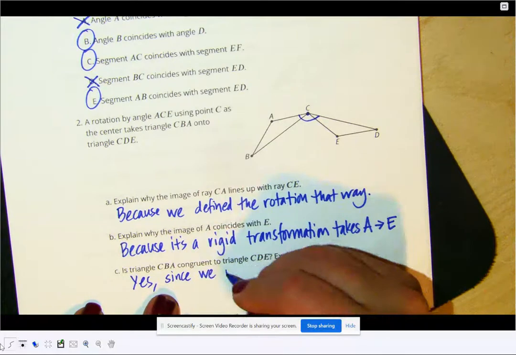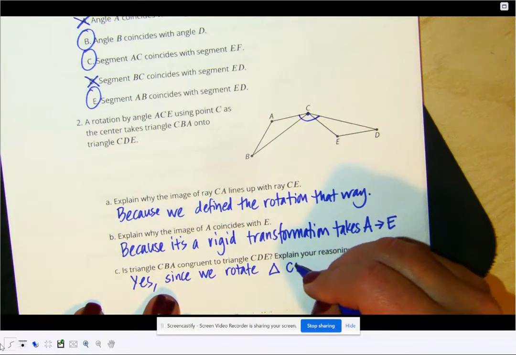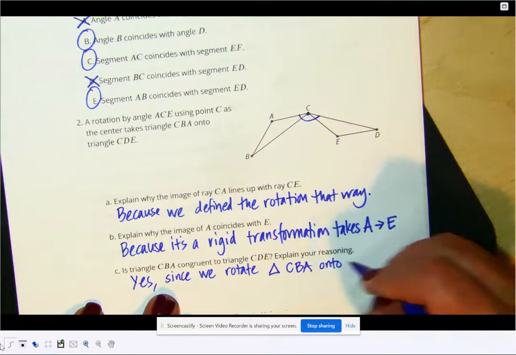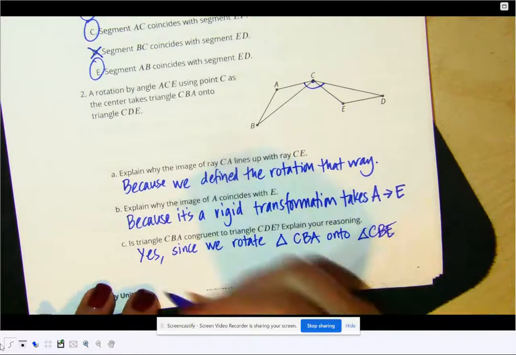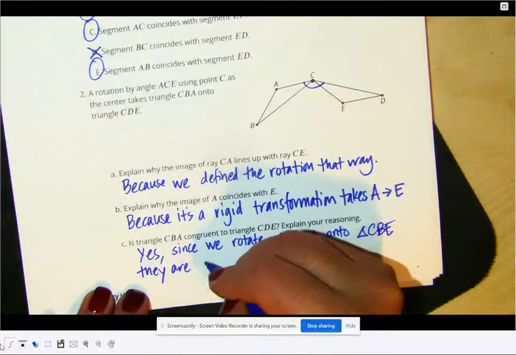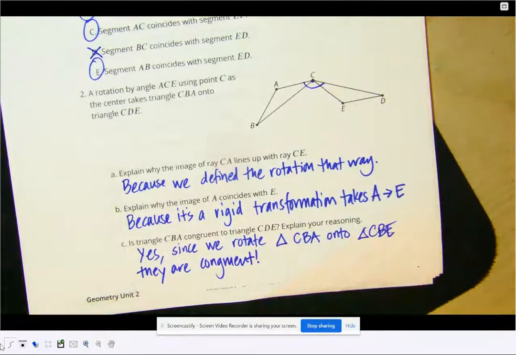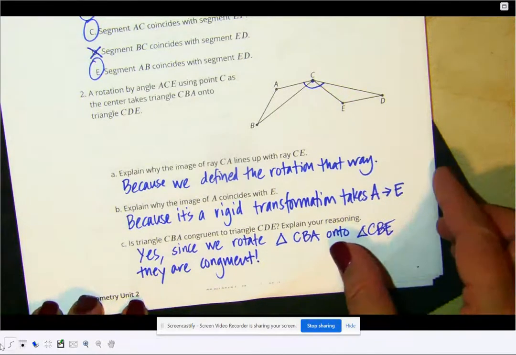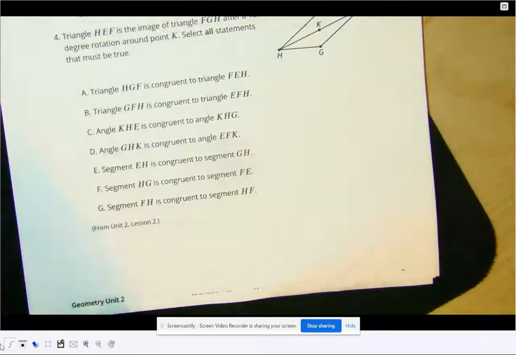Since we rotate triangle CBA onto triangle CDE, they are congruent. The definition of congruence is if you can map one figure onto another through a transformation or a series of transformations. Okay. Number 3, oh no, we're skipping 3.